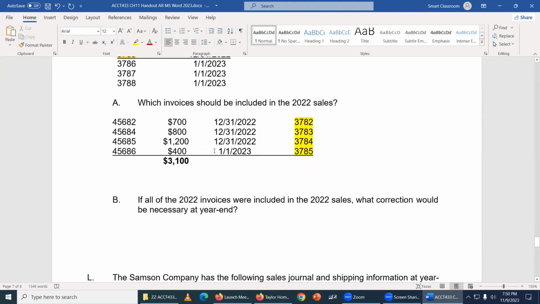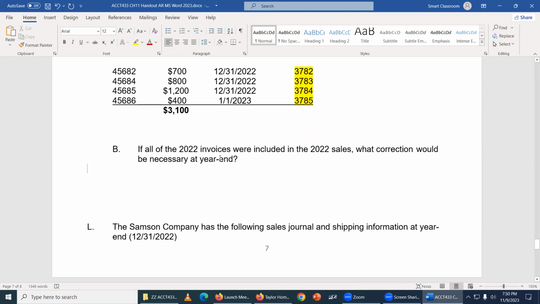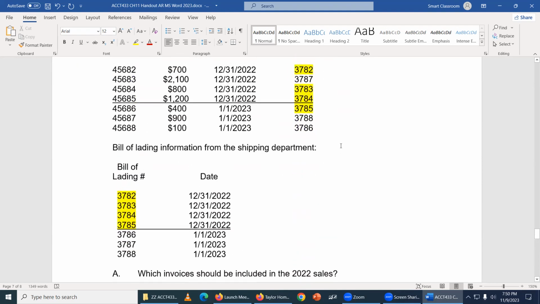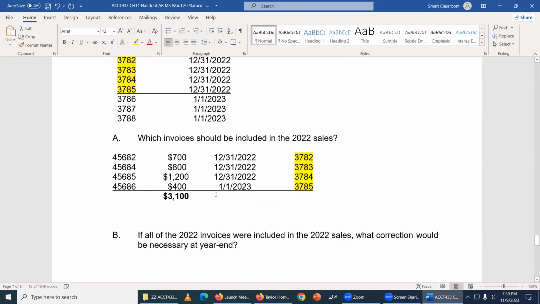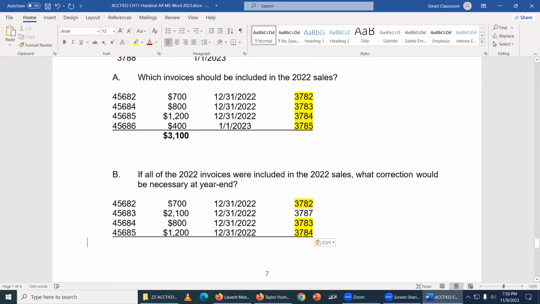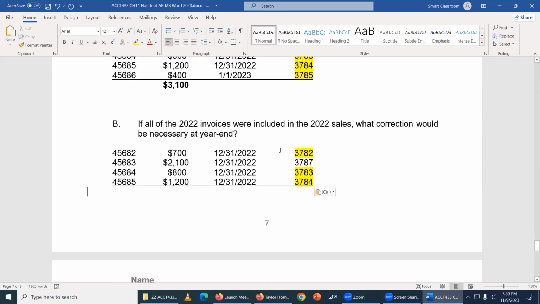Okay, so if all the 22 invoices were included in the 22 sales, what correction is necessary? Okay, so if we just take the 22 invoices, I'm going to get rid of this because we don't need that. So these are the 2022 invoices.